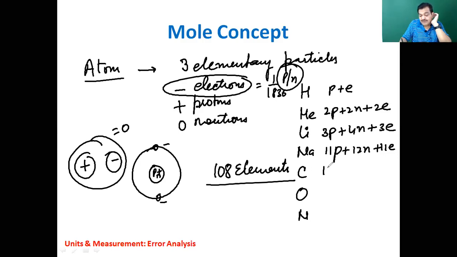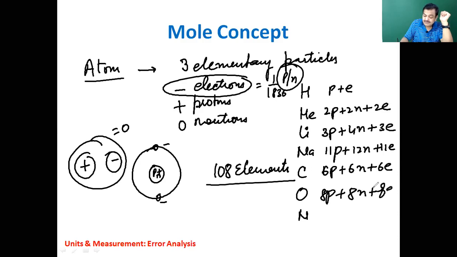Now in carbon, it is 6 protons, 6 neutrons plus 6 electrons. In oxygen, 8 protons, 8 neutrons plus 8 electrons. In nitrogen, 7 protons, 7 neutrons plus 7 electrons. Now you see the elementary particles are the same, but the combination of them is different.